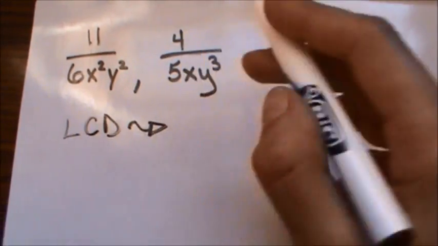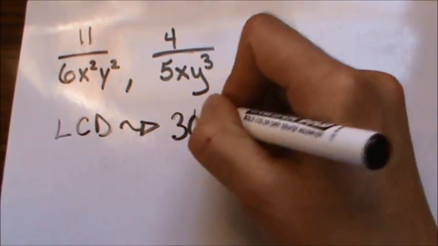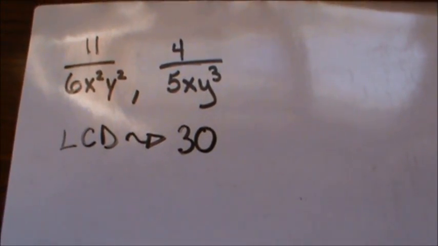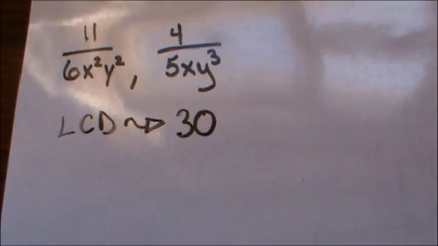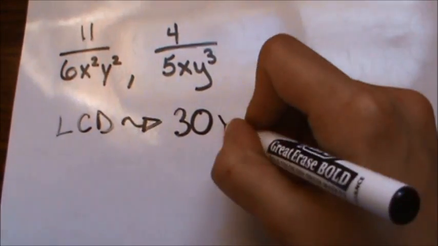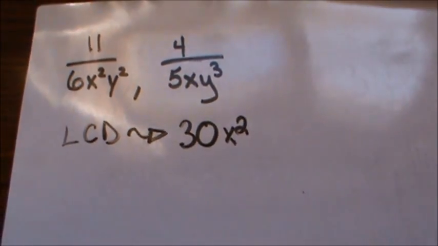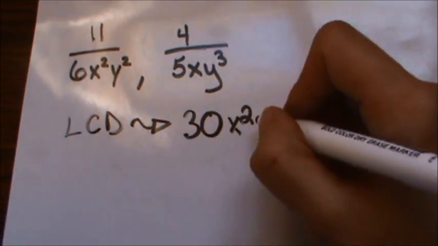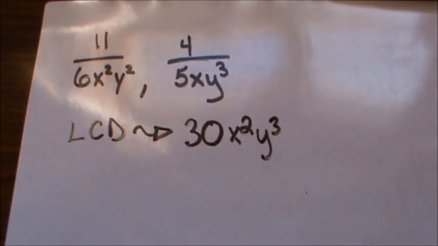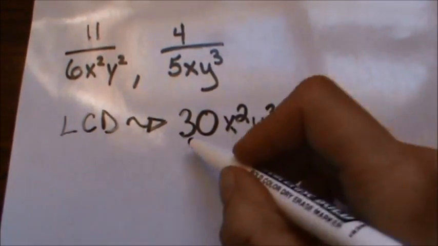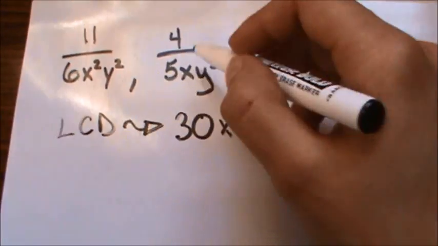Now if I look at my numbers, 6 and 5, I know their least common multiple is 30. So that should be in my LCD. I have x's in both denominators, and the highest power of x is x squared. I have y's in both of my denominators, and the highest power of y is y to the third. This is what I need to rewrite each fraction to have.